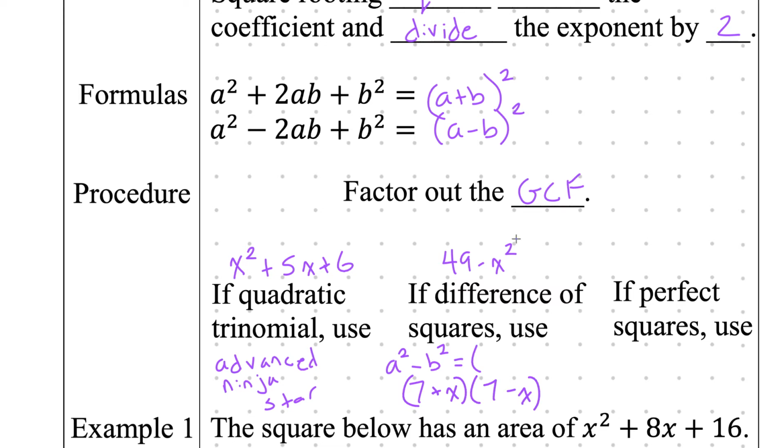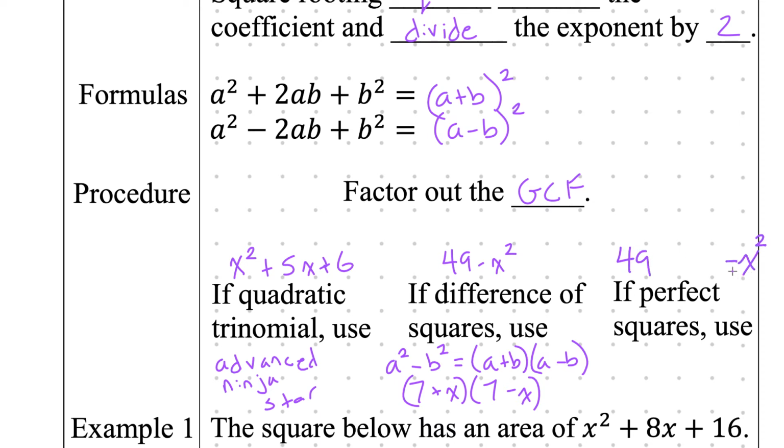Wyatt? A plus b times the quantity of a minus b. There it is. Nice. And then finally, if you have perfect squares. So let me give you your first taste of what a perfect square would look like. I'll use this one and kind of modify it. So it's going to be 49 minus x squared.